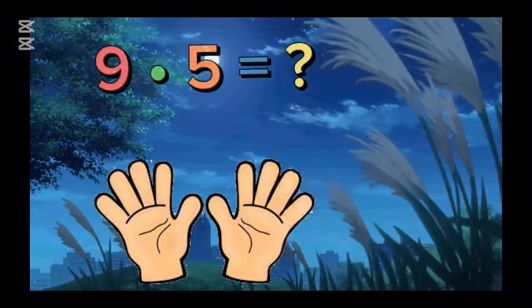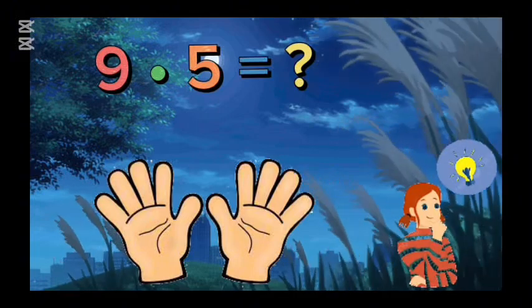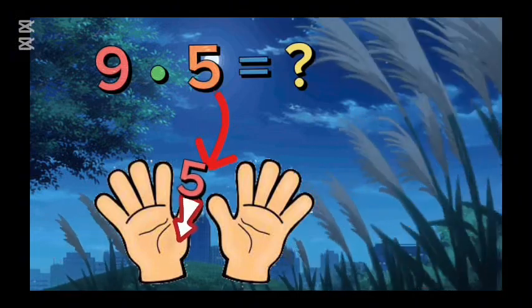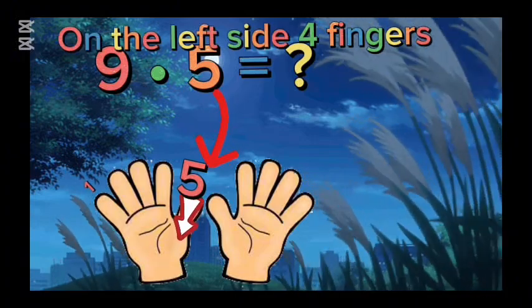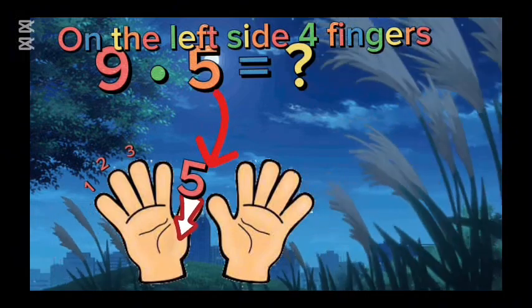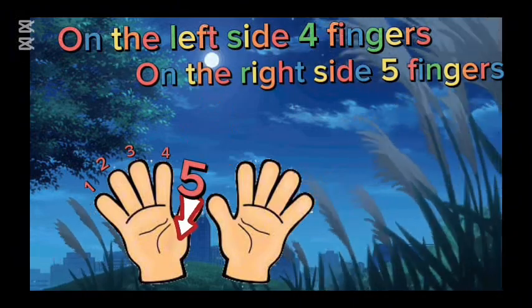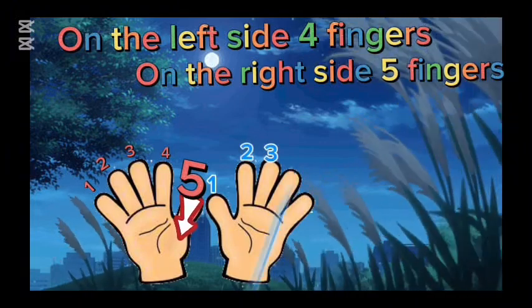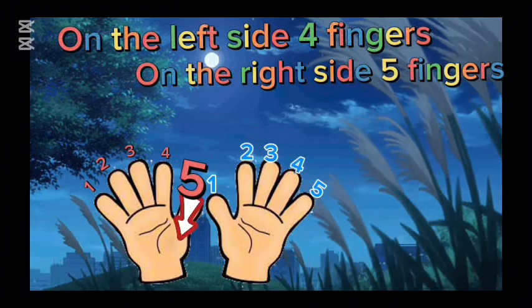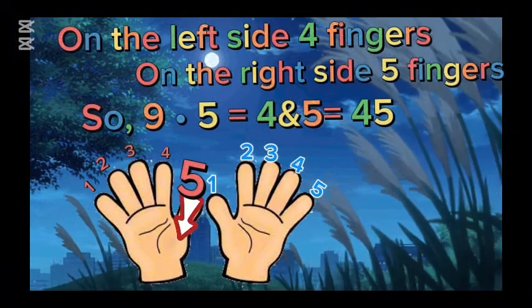9×5 equals. On the left side, 4 fingers. 1 2 3 4. On the right side, 5 fingers. 1 2 3 4 5. So 9×5 equals 4 and 5, 45.